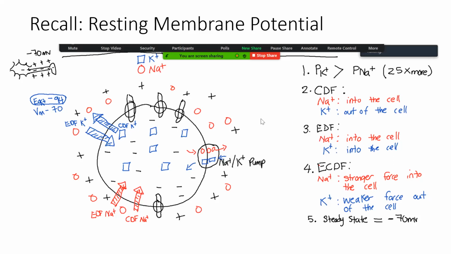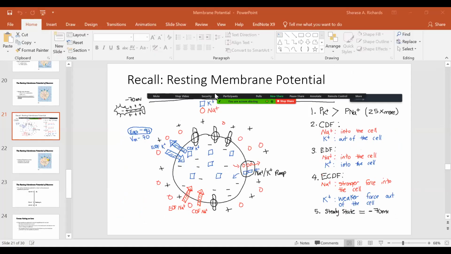Any other questions on this? Hopefully that clarified the equilibrium potential and how we get that resting membrane potential, which is really a sharing of the equilibrium potential of both of those ions.